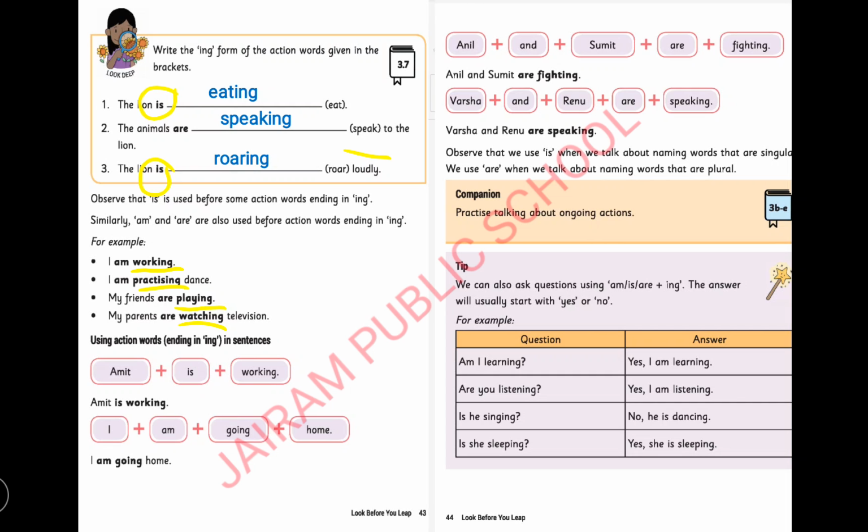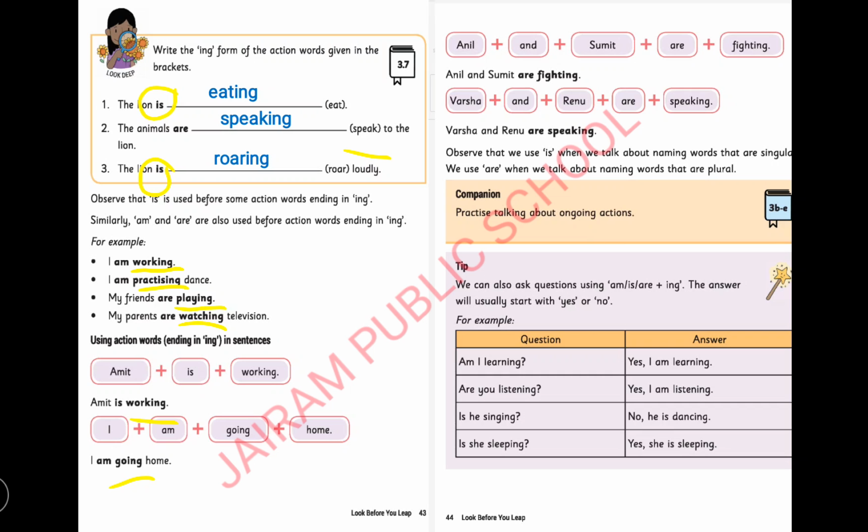Amit is working. Amit plus is plus working. Read together. Amit is working. So Amit is working is the sentence. Look at the next sentence. I plus am plus going plus home. How can we read this sentence? I am going home. Which is the action word? Going. Here, working and going, these two are the action words. Let's go to the next page.